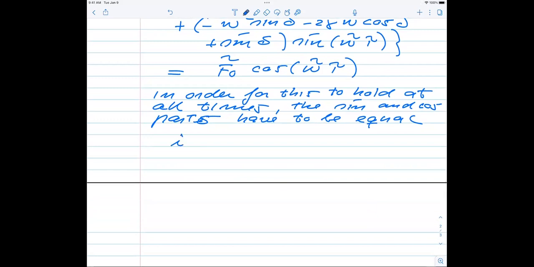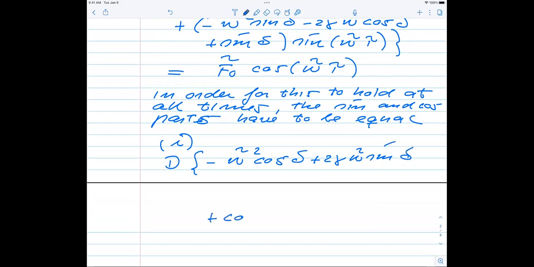So one, we get an equation where we have d multiplied with minus omega squared cosine delta plus 2 gamma omega tilde sine delta, and this has a plus cosine delta. And this is going to be equal to this term F0.